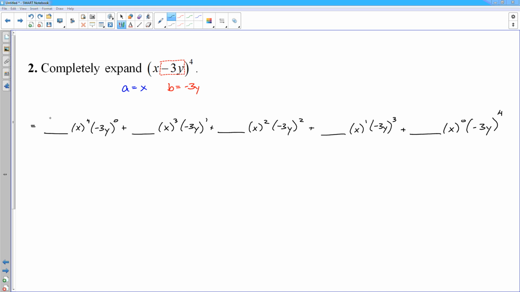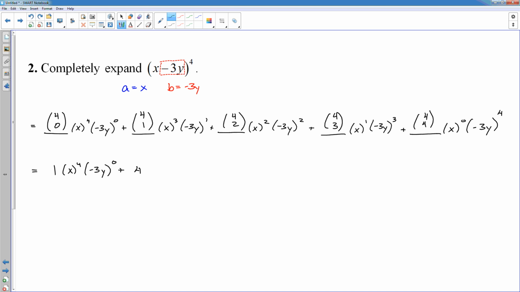Now we need to find the coefficients, and my coefficients are going to be all 4 choose something. And remember, you start at 0 and you count your way up. So 4 choose 0, 4 choose 1, 4 choose 2, 4 choose 3, and 4 choose 4. And then we will punch those in the calculator, which will end up giving you 4 choose 0 is 1 times x to the 4th times negative 3y to the 0, which negative 3y to the 0 is 1. You may not want to write that term, and I'm okay with that.